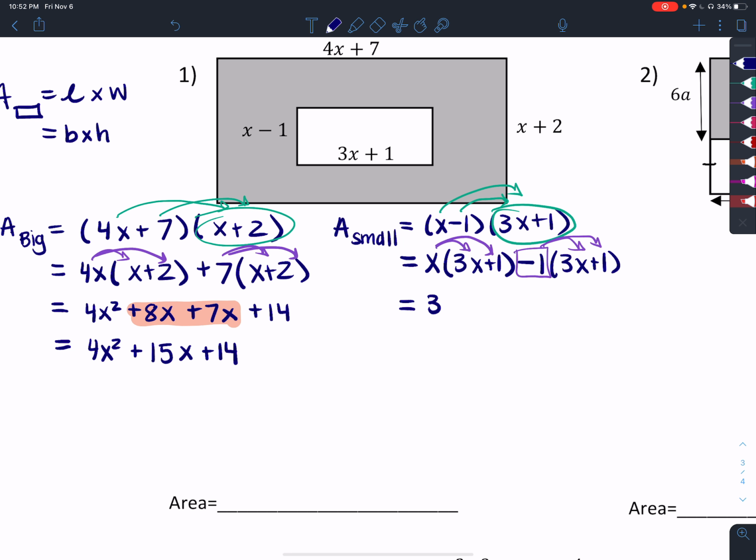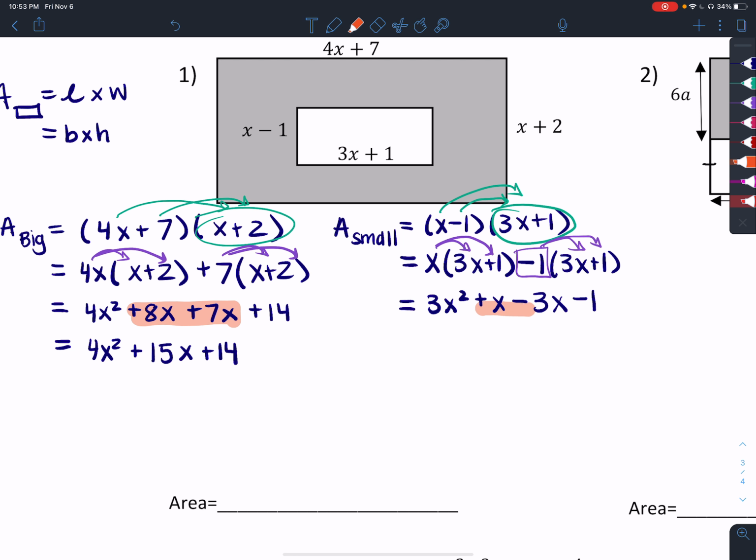So we're going to get 3x squared plus x, and then minus 1 times 3x, we get negative 3x, and then this one was a big mistake zone, this negative 1 times this positive 1. This is a multiplication. You are not just adding these two together. I saw a lot of people just put 0 here because they saw negative 1 and positive 1. That's 0. But you're not adding them together, you are multiplying them. And negative 1 times positive 1, that is a negative 1.